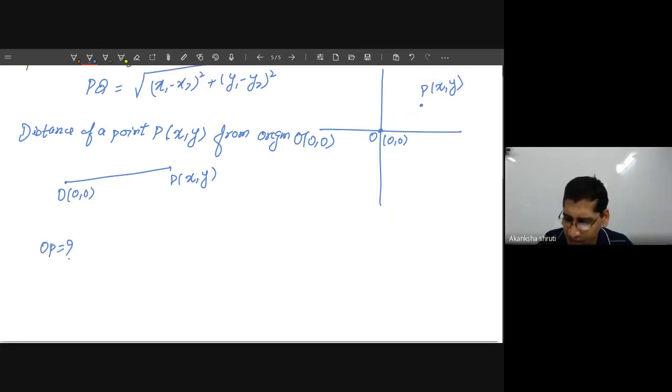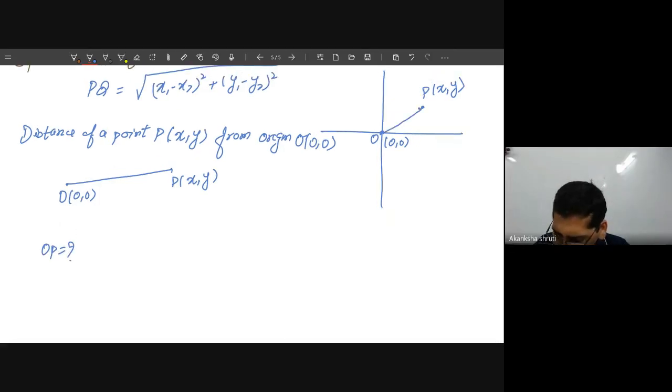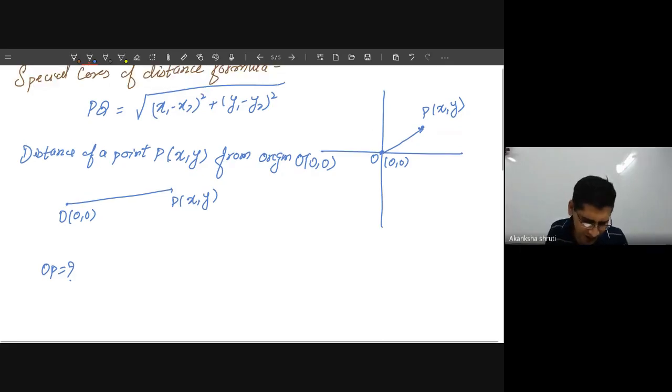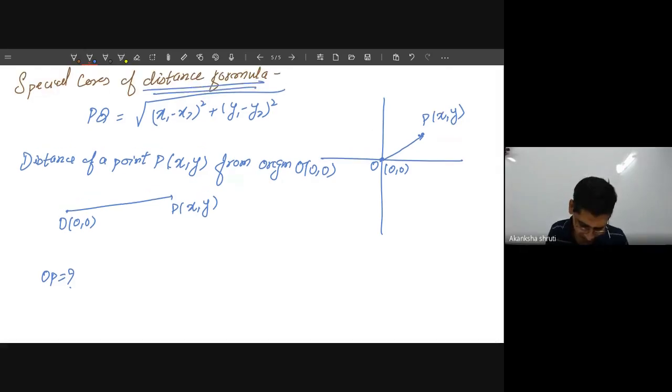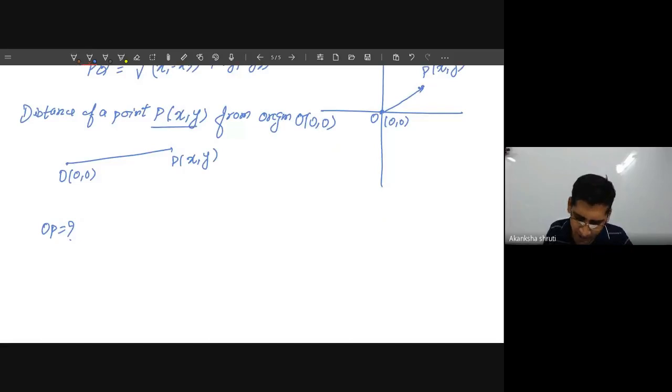OP will give the distance of this point from this origin. We have learned this through the very basics by applying the Pythagoras theorem, but rather than the Pythagoras theorem, if I am going to apply the distance formula, then the coordinates I have taken for this P as x, y and O as 0, 0.